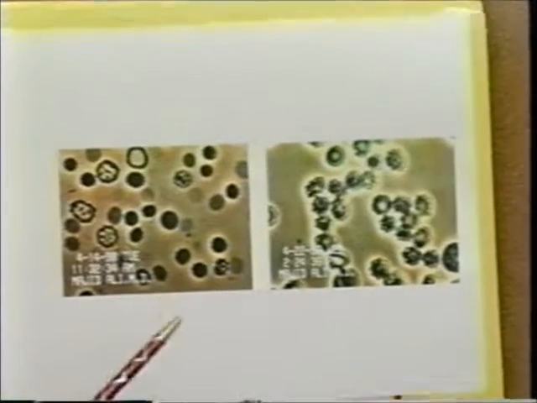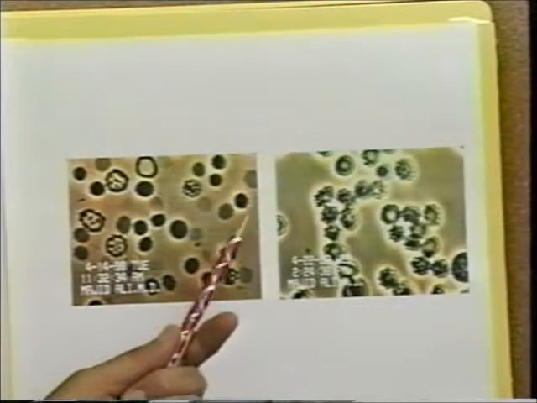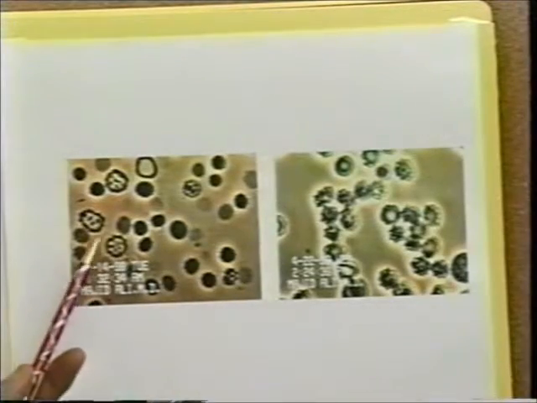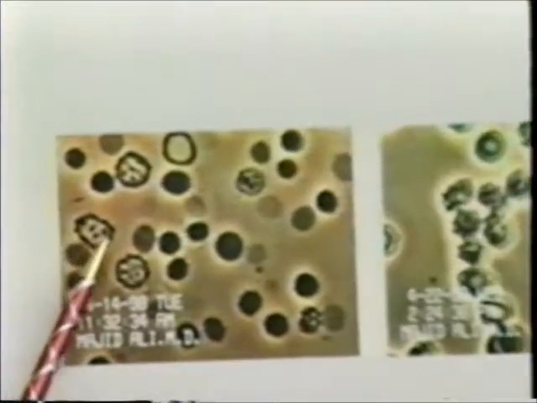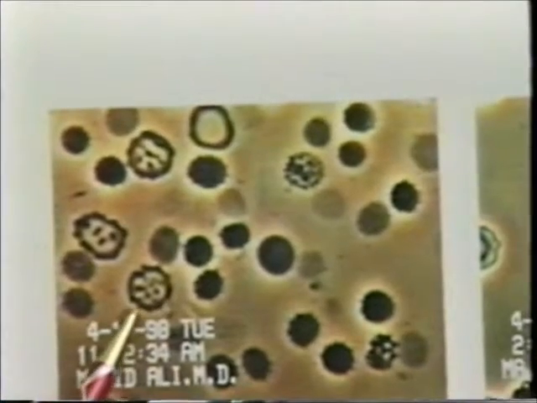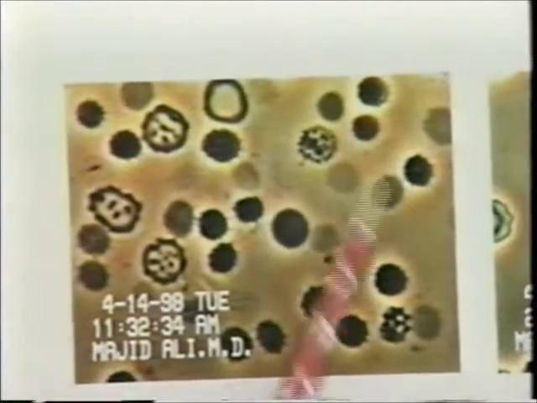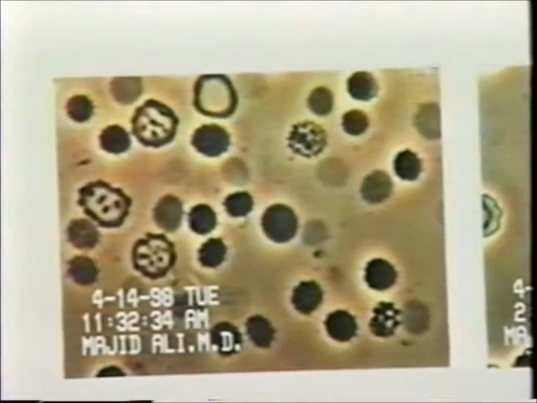There are two photomicrographs. These are the red blood cells. Some of them are pretty badly damaged. But notice that in some of these red blood cells, you see these dark bodies. This cell has 4. This cell has several. This cell has several. So we call them dark PLFs.